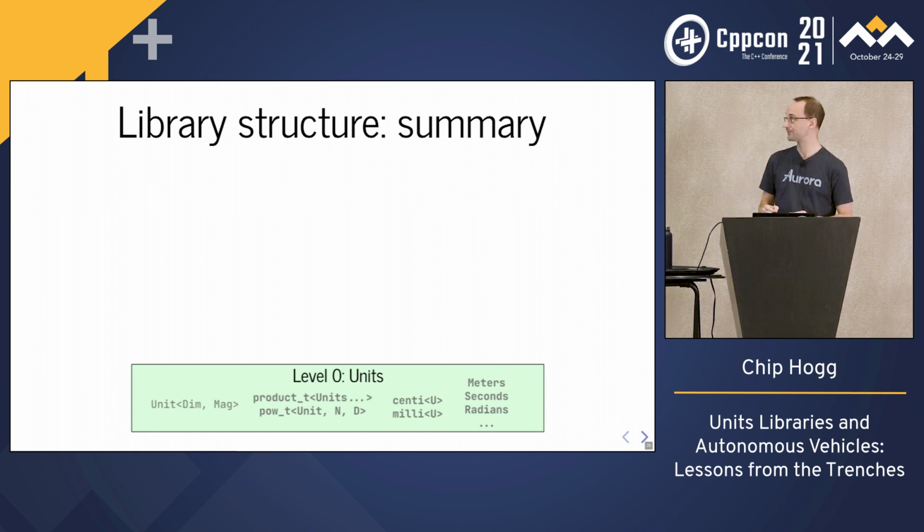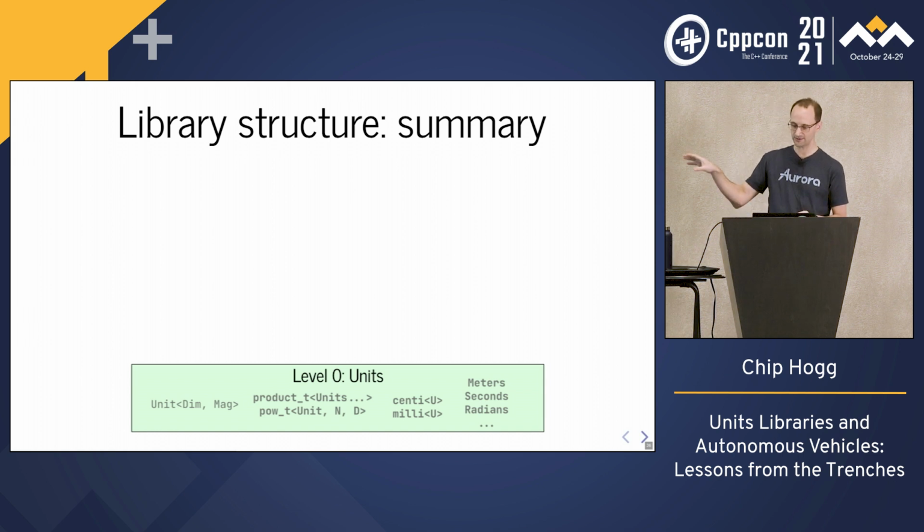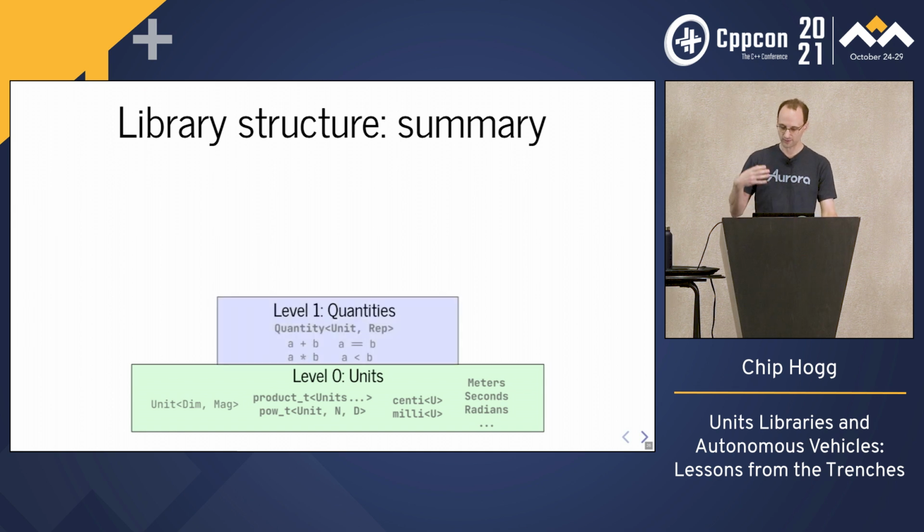All right, let's now step back and look at the big picture of what we've just seen of the library's structure and interfaces. The foundation is units and the ability to reason about units, products, powers, prefixes, and a whole bunch of commonly used units provided out of the box. Again, this level is independent of the values. For that, we need level 1, which is quantities, the ability to tag arbitrary numeric values with a unit.